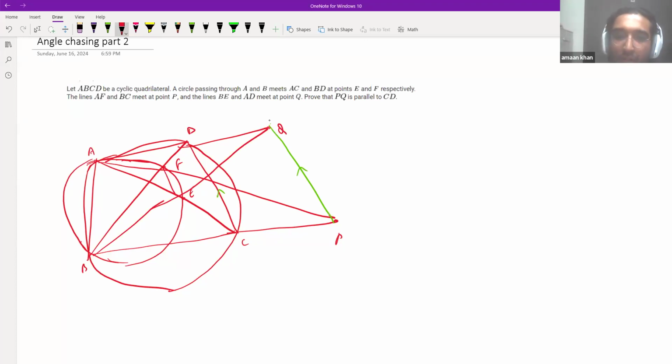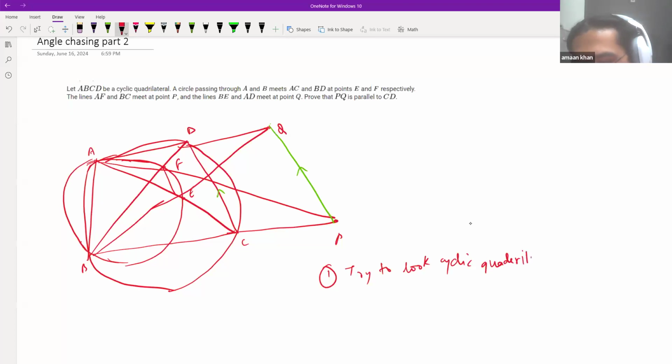What Pranav mentioned in the previous class was some general strategies while you're angle chasing: try to look for cyclic quadrilaterals. That's the first thing, what can you see could be cyclic. So try to make guesses and look for cyclic quadrilaterals. Another strategy that I'll be emphasizing in this class is that sometimes it helps to work with the problem backwards. You try to reduce stuff, assuming the problem is true, and try to reduce it to some simpler statement.